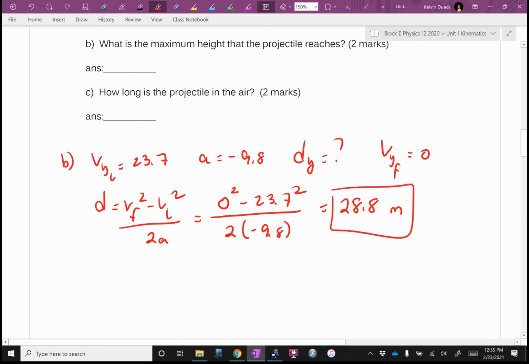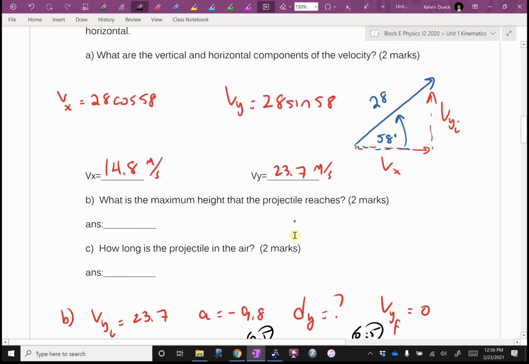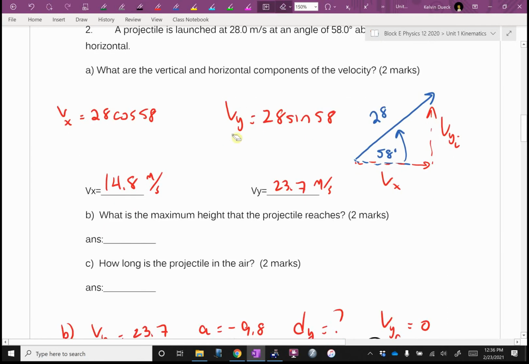And that's meters. I would give you 2 out of 2 if you got that. Otherwise, 1 mark for the equation, half mark for the numbers, half mark for the answers. If you got VY initial wrong, but you dropped it down here and you went 0 squared minus that thing squared, I would give you 2 out of 2. Common mistakes I see, by the way, for the components: I have seen kids put the VY here and the VX here. Don't do that.